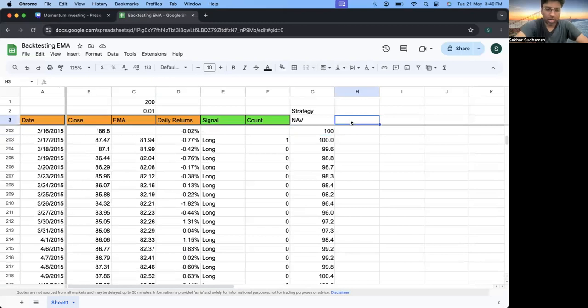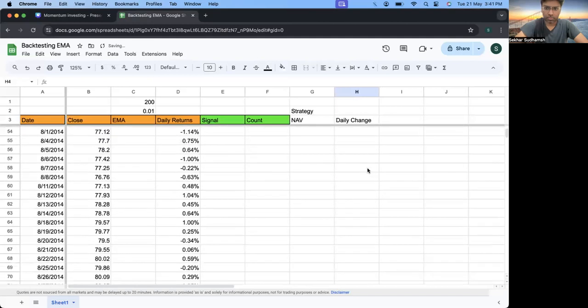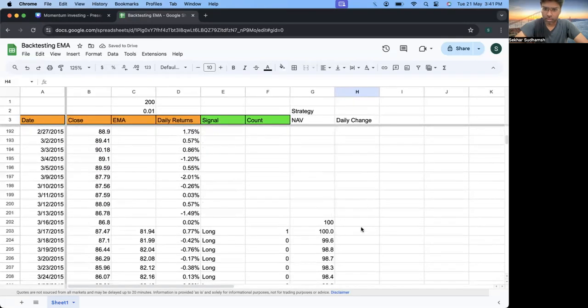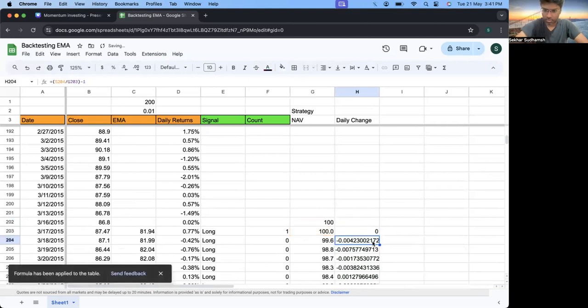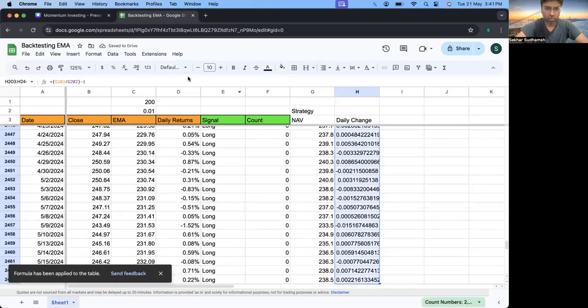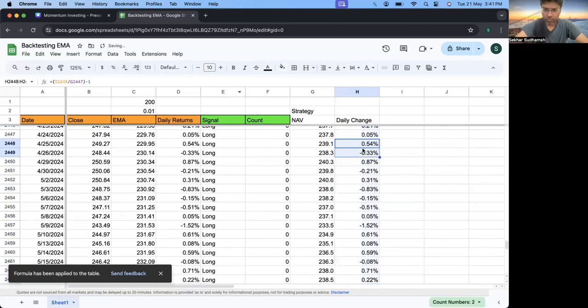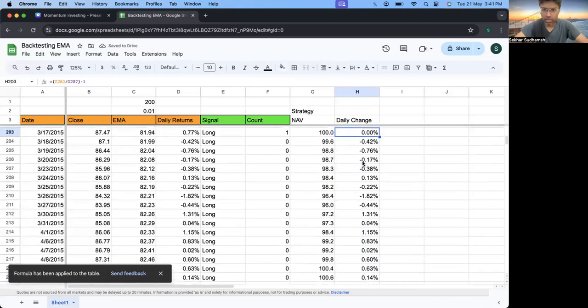Then the next step that we're going to calculate is the daily change of our returns. Let's start from this day onwards. Let me convert that into percentage. Also, we got the daily change as well.